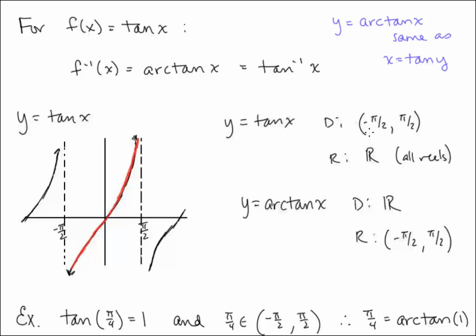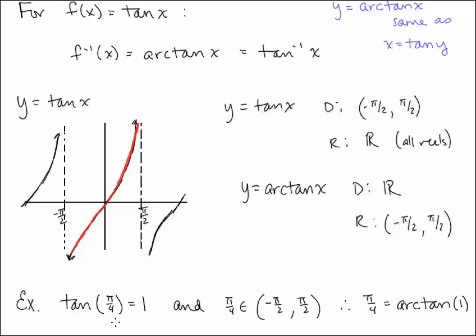So we've got the open interval here as our restricted domain on the tan function, and so that's going to be the range of the arctan function. And notice here that the range for the tangent function is all reals, so the domain for arctan x is going to be all reals. So for example, we know that tangent of pi over 4 is equal to 1. That's here. And we know that pi over 4 is within the interval from negative pi over 2 to pi over 2. Therefore, we can say pi over 4 is equal to arctan of 1.